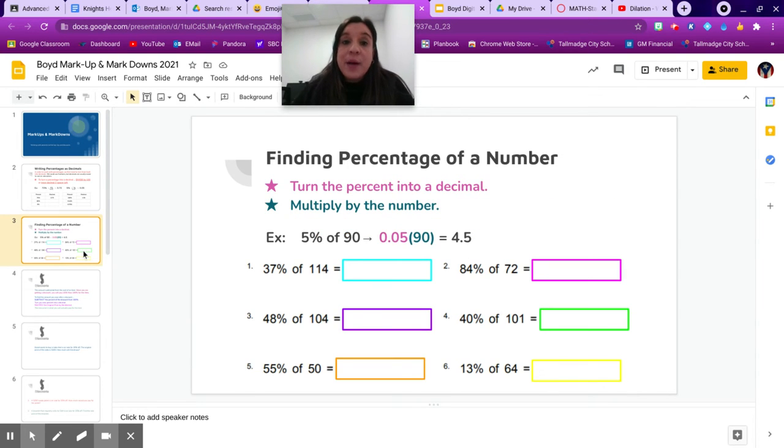Then we want you to just practice finding the percent of a number. So remember, of means multiply in math class. So if you're trying to find the percent of a number, you're just going to turn the percent into a decimal like we just did on slide 2, and then multiply to get the new value. So 5% of 90 would be 0.05 times 90, which is 4.5.